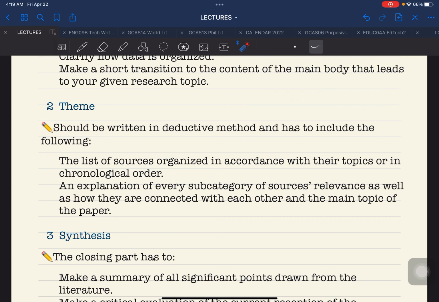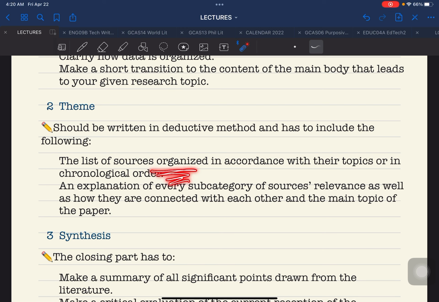So after setting up your method of writing, you now go to the inclusions. What should be included in the discussion of this particular part of your review? Number one, the list of sources organized in accordance with the topics. The topic should be organized in deductive method from general to specific. Okay? So, prepare the list and make sure you organize. That is why it's called thematic.